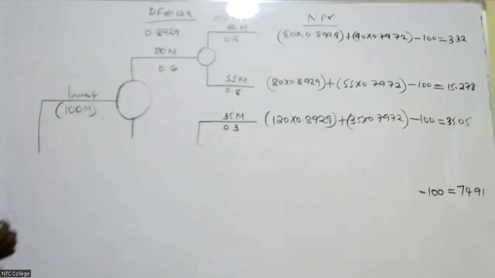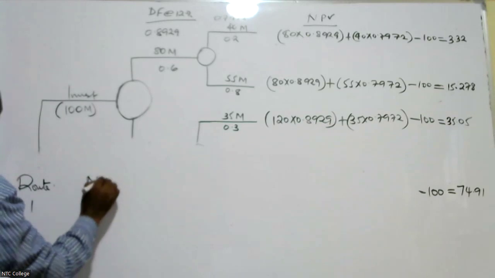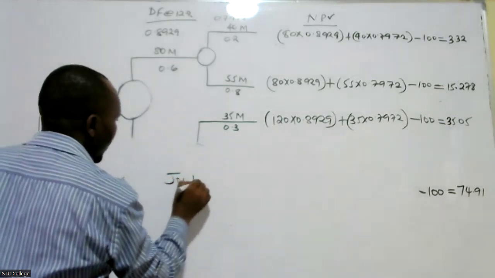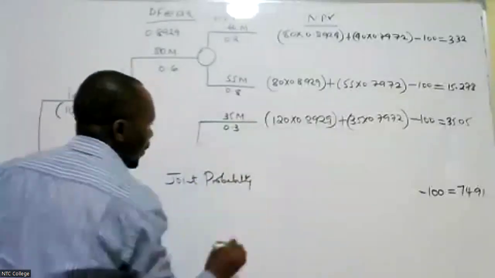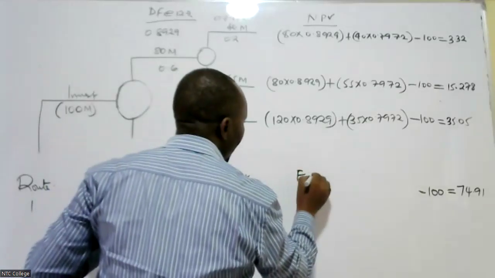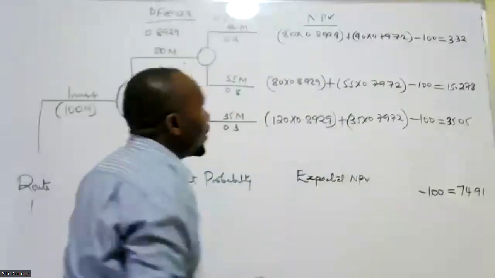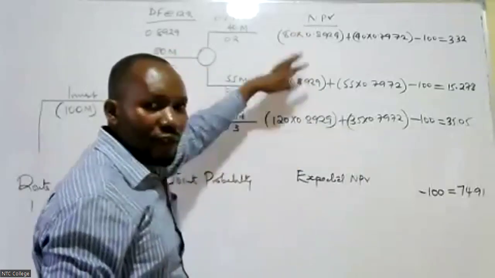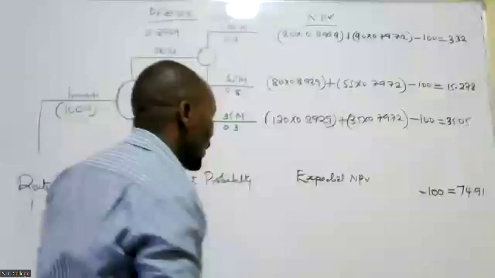You now come here and say root number 1. These are roots. Then we have NPV. Then you get your joint probability. Then you have the expected NPV. These are not expected NPV because we have not multiplied with the probability. If you multiply the probability, of course, it is expected.